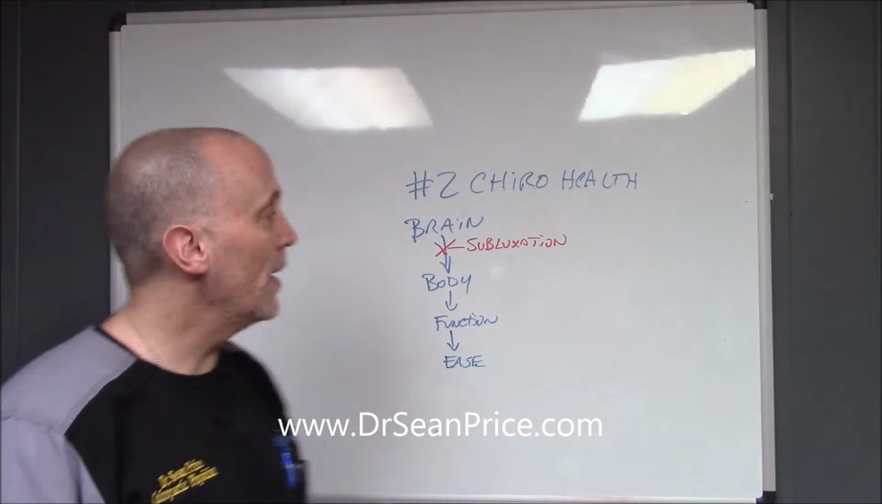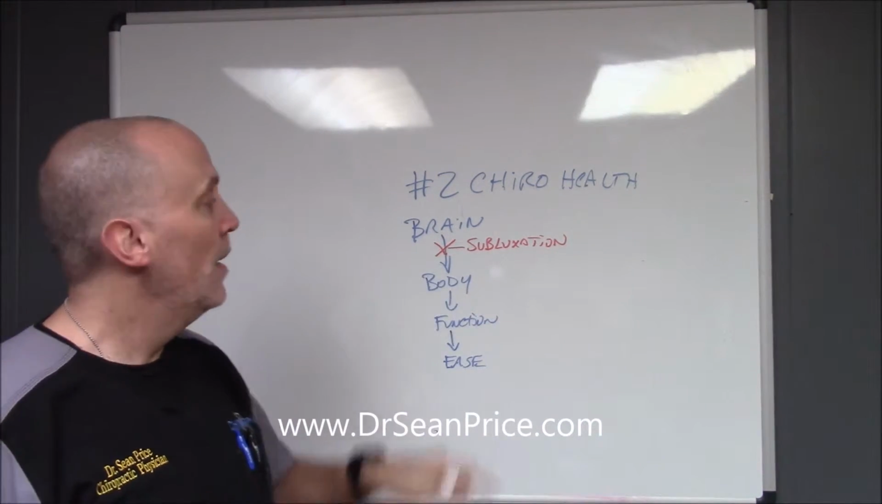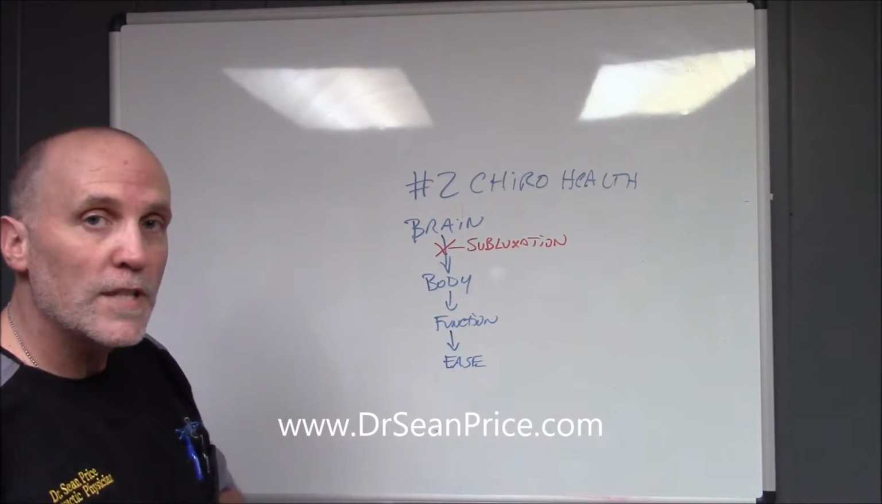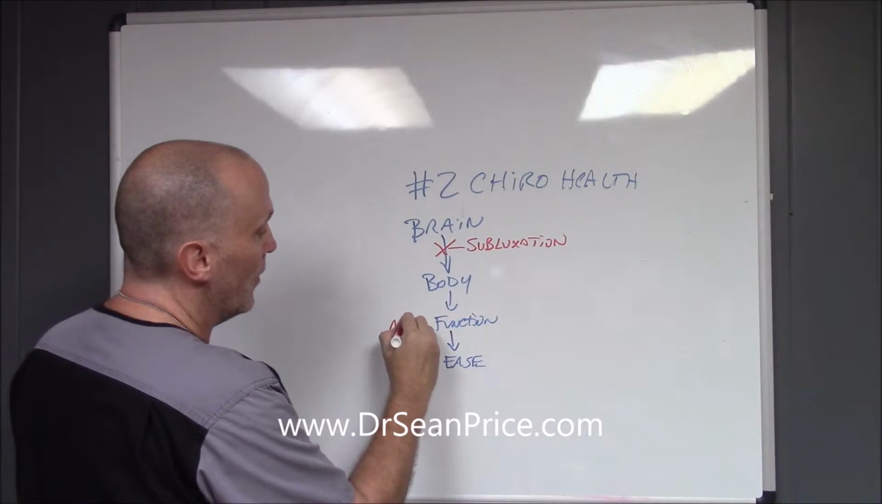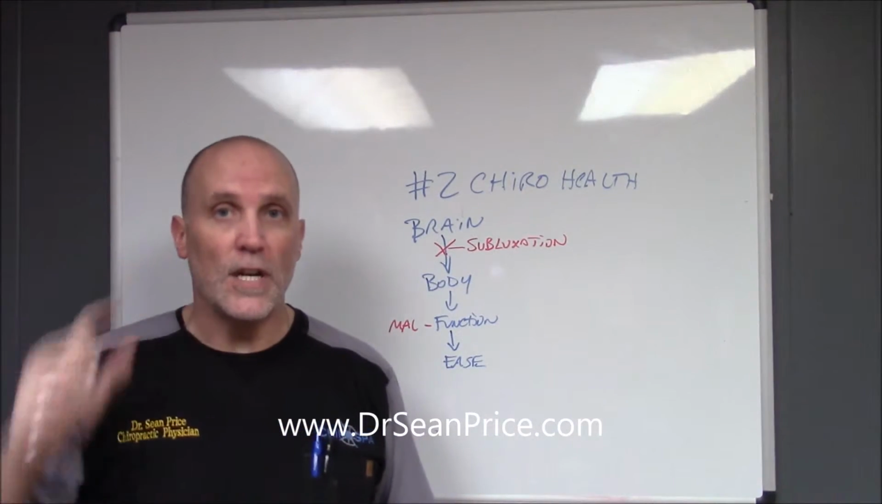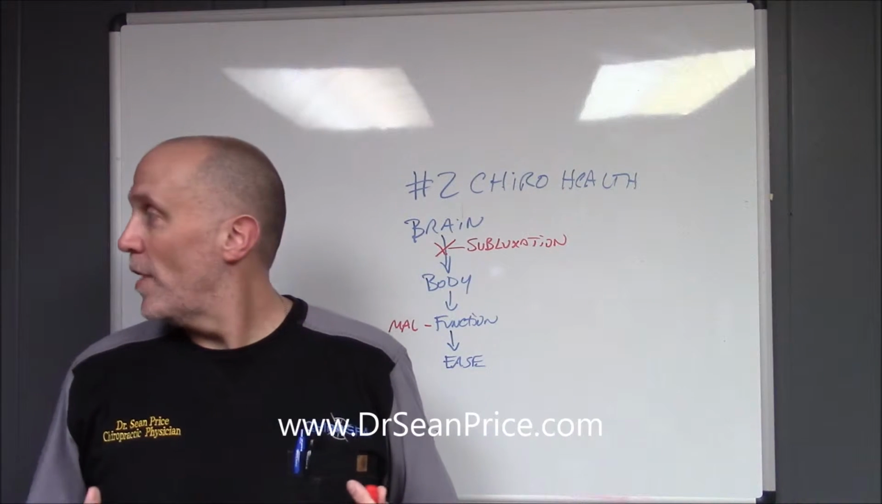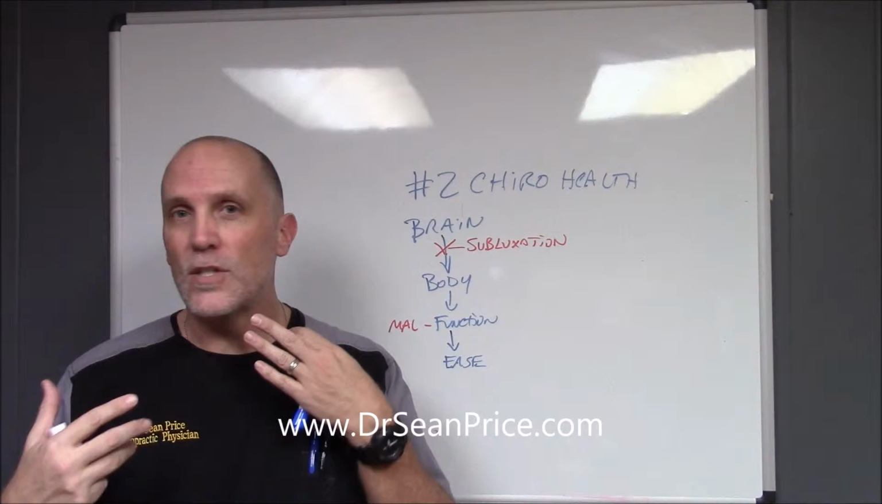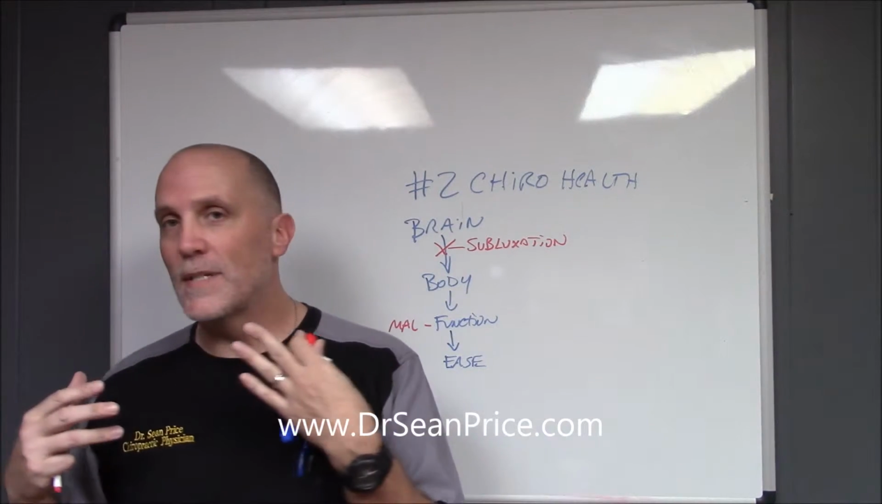So what will end up happening is when you get this subluxation, the body doesn't get the signals that it should be getting. So the first thing that's going to happen is you're going to start having malfunction. So in the neck, for example, let's say you have a subluxation in your neck. Instead of being able to turn your head fully to the side, you're going to start turning it like this. But you may not notice that you've lost that function because your body will compensate.